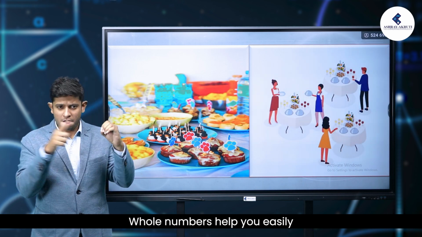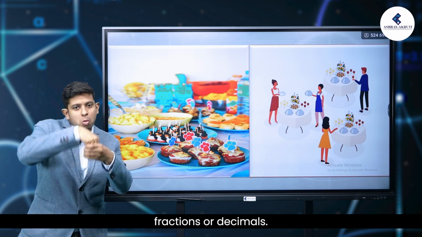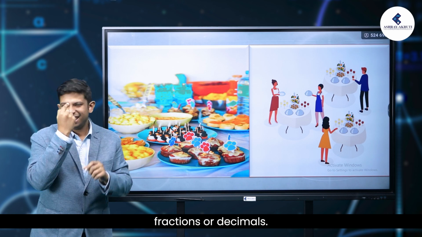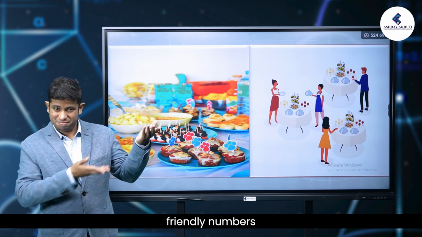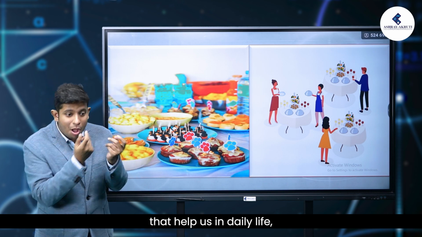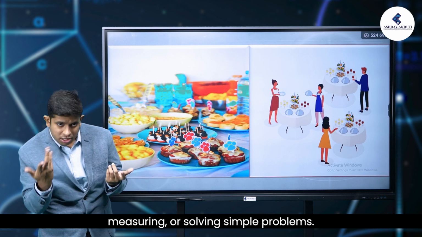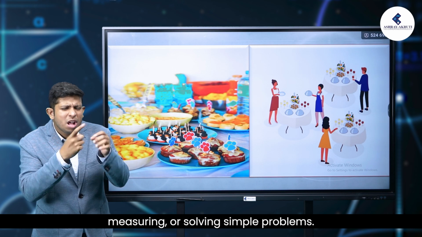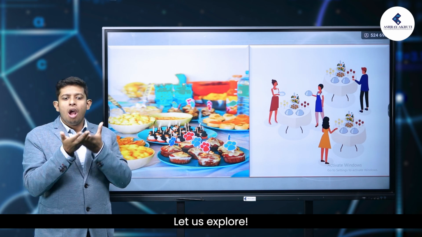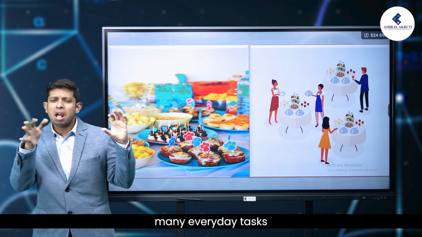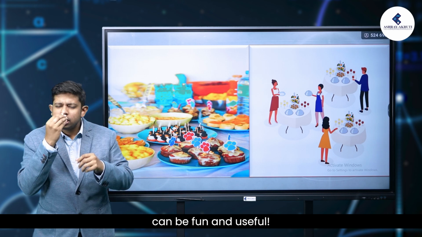Whole numbers help you easily manage these tasks without needing fractions or decimals. They're like the friendly numbers that help us in daily life, whether it's for counting, measuring, or solving simple problems. Let us explore. Understanding whole numbers will make many everyday tasks easier and show how math can be fun and useful.